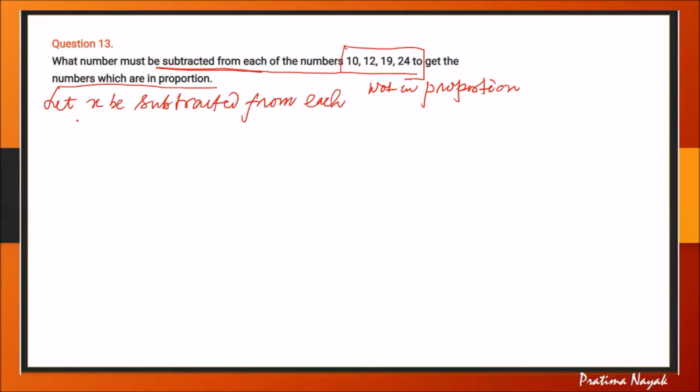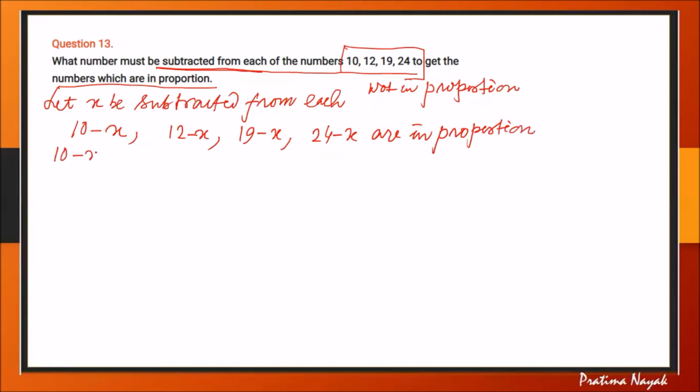Then the numbers will be what? First will be 10 minus x. Next will be 12 minus x. 19 minus x. 24 minus x. They are in proportion. So when they are in proportion, the ratio of first to second is the same as the ratio of third to fourth.